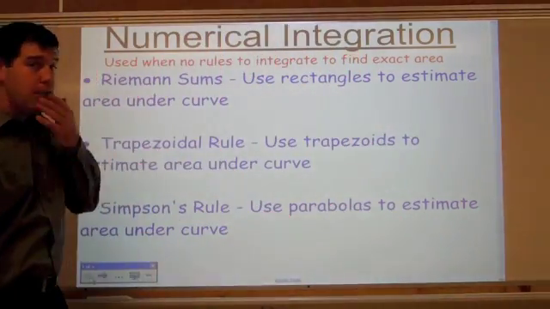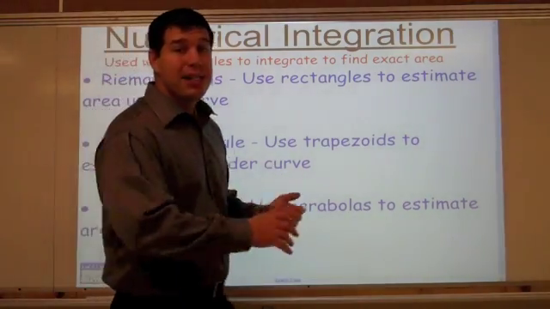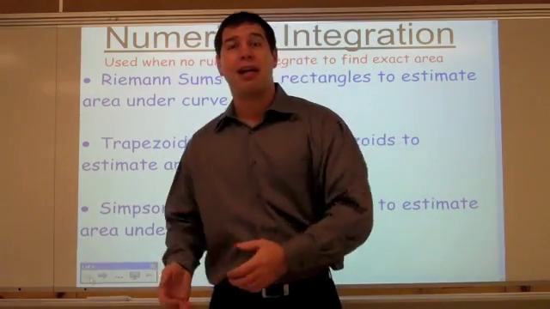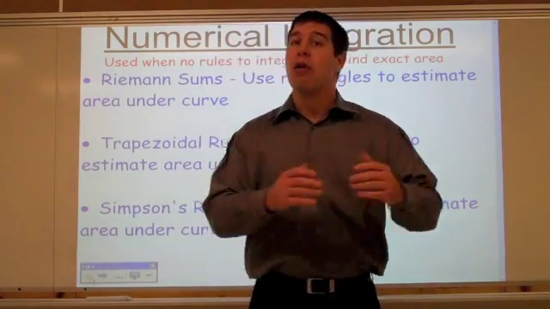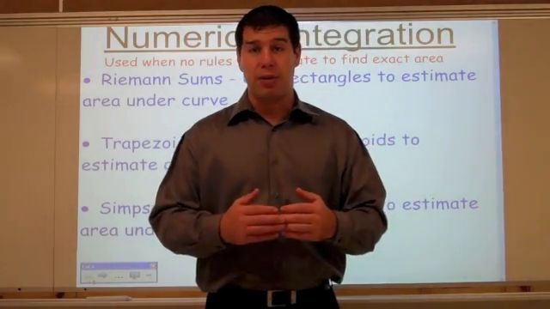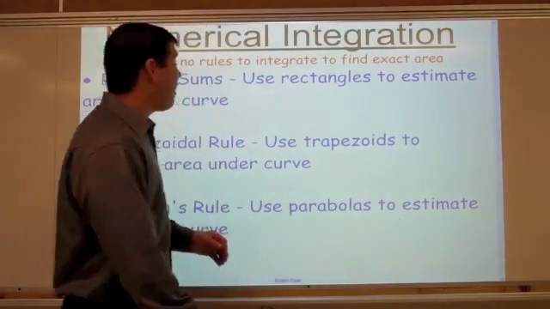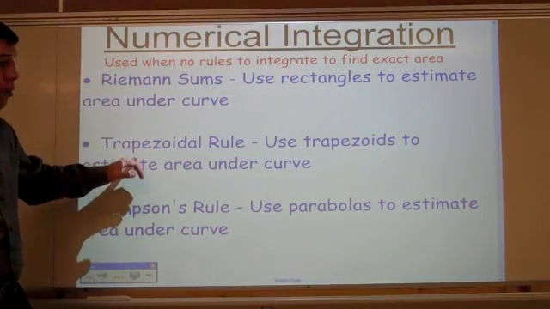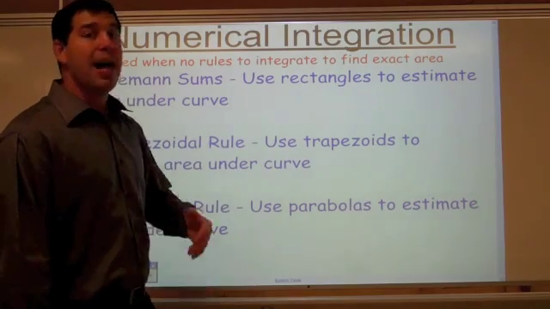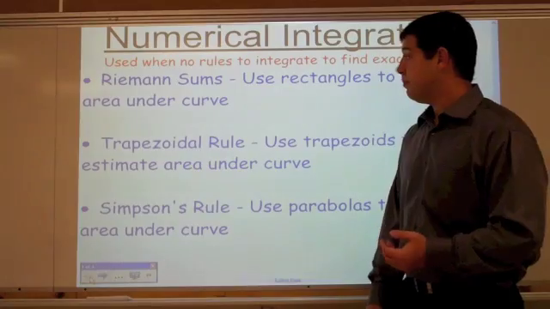The first method is using Riemann sums, where you use a rectangle to estimate the area under the curve, either lower sums, upper sums, left-hand rectangles, right-hand rectangles, midpoint rectangles. But the idea is you're using rectangles to estimate the area under the curve. The second method is what's called the trapezoidal rule, which is just like it sounds. You're going to use trapezoids to estimate the area under the curve instead of using rectangles.